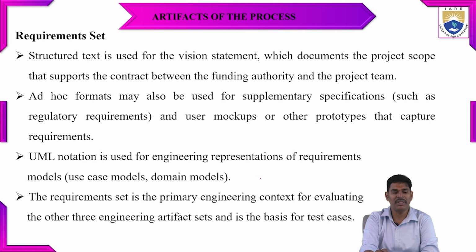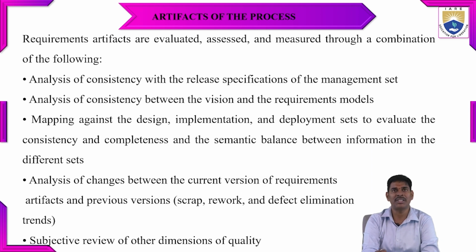Okay, the next one is UML notations. In the UML notations, they need to have the engineering representations such as the use case models and the domain models for the requirement models. In the requirement sets, mainly they need to have the primary engineering context for evaluating the other engineering artifacts. So now we'll see the different types of test cases. In the requirement artifacts, mainly we need to evaluate, assess, and measure based upon the consistency.